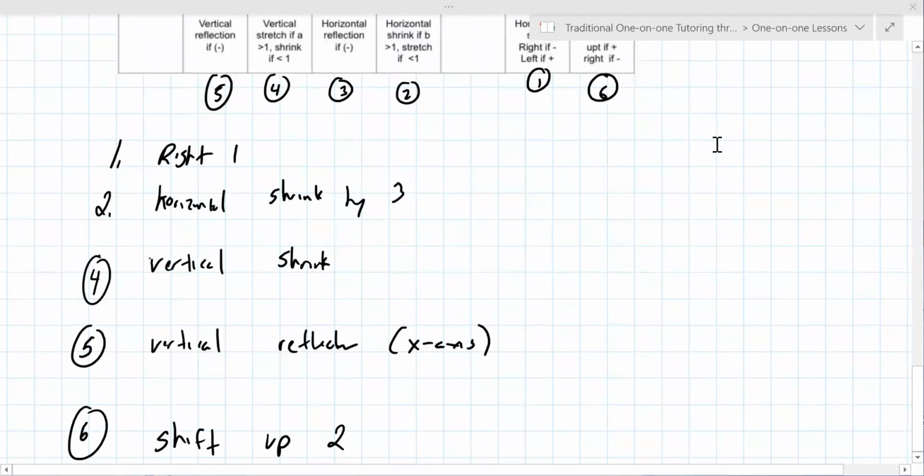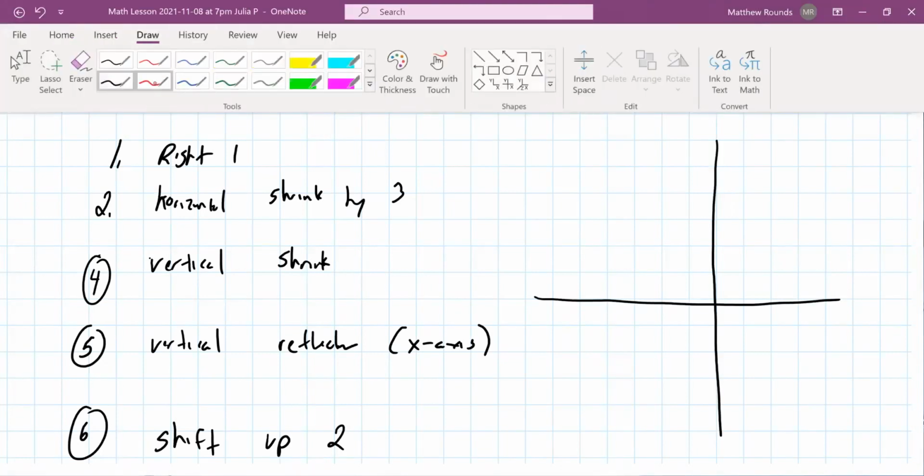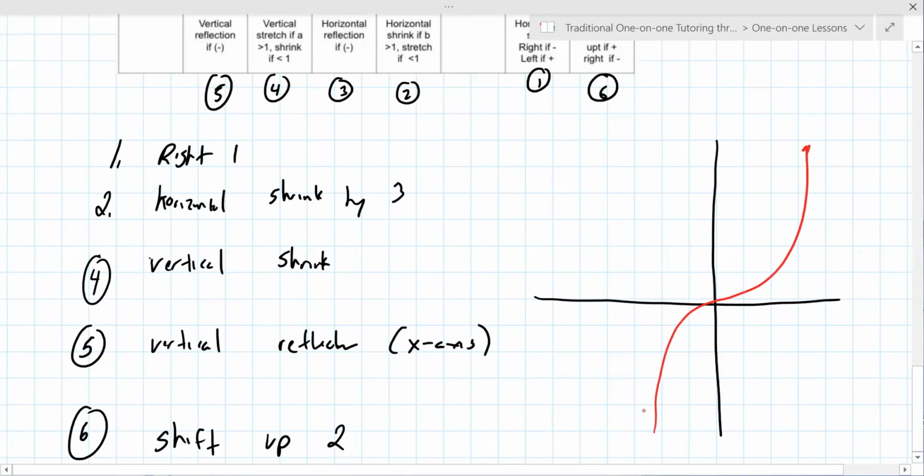Okay, so let's just say the parent function here was x cubed again. I'll draw it in red here. Oh, that's really bad. I'm gonna do one a little better.